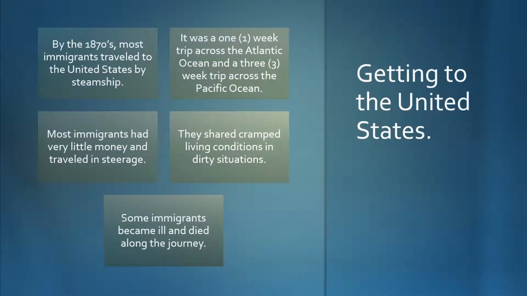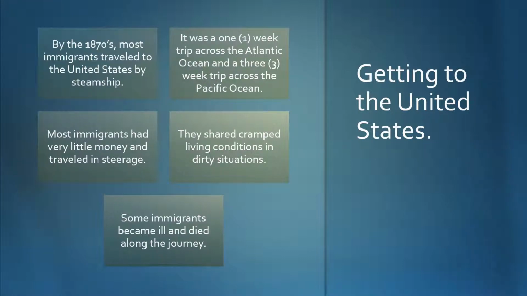So, getting to the United States: by the 1870s, most immigrants traveled to the United States by steamship or by boat, okay? Typically it was a 1-week trip across the Atlantic Ocean from Europe, and a 3-week trip across the Pacific Ocean from China or Japan.